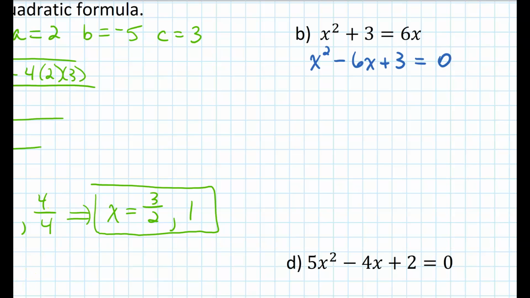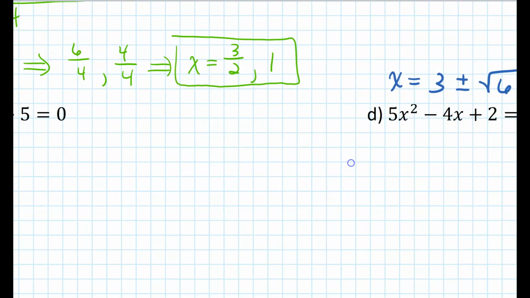All right, so it looks like most of you are there. x is equal to 3 plus or minus the square root of 6. Okay. We'll do the next one together.